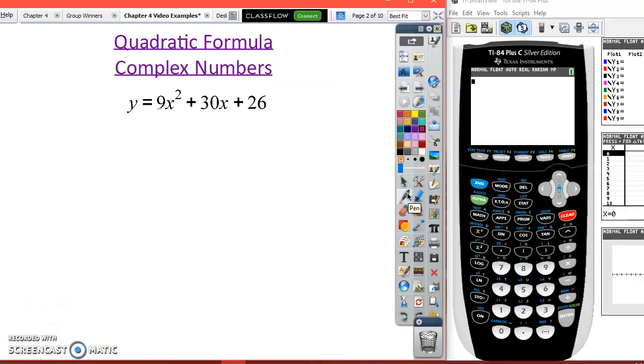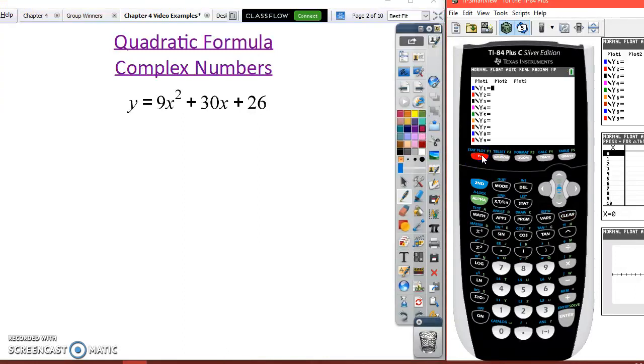For this quadratic, I want to find the zeros, and so it wouldn't be a bad idea to always look at the graph of the quadratic that you're about to solve and estimate the zeros before you start to solve it. That way when you get to the end, you'll know whether or not your answers are reasonable. So I'm going to go ahead and graph the quadratic to start.